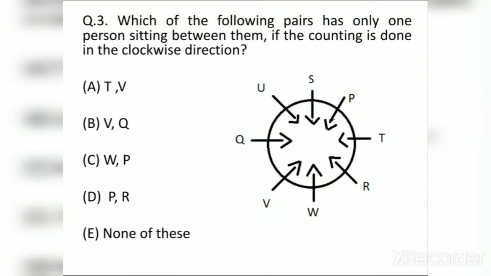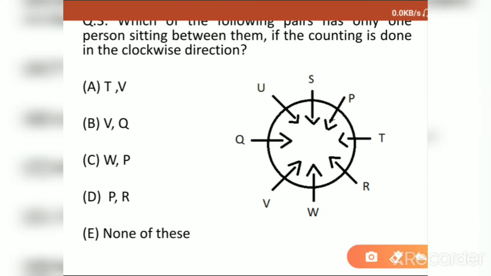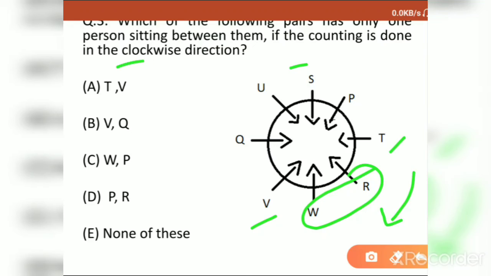Next, which of the following pairs has only one person sitting between them if the counting is done in clockwise direction? If you count clockwise direction, only one person should be sitting between them. T and V. Where is T and V? Clockwise, this direction. How many are there? 2. If you go anti-clockwise, there are more. So he mentioned clockwise. 2. So this is wrong. V, Q. Where is V? Q. Is there any person sitting between them?